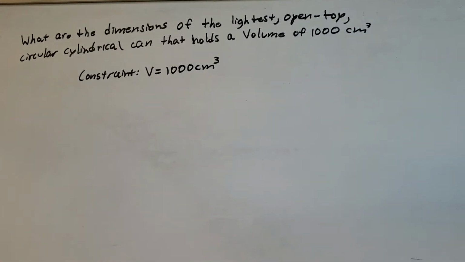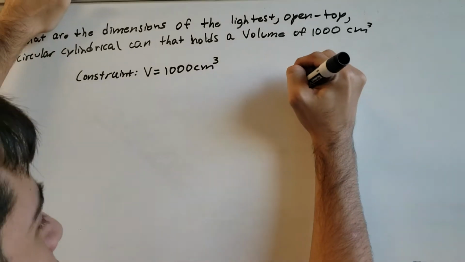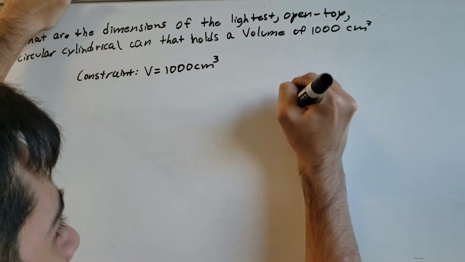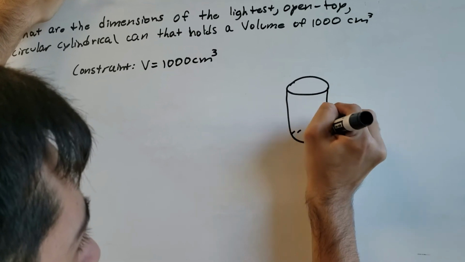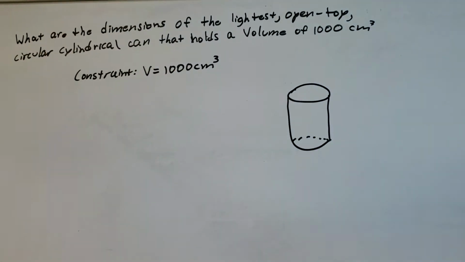For this case, let me just draw it out for you guys. It's a cylinder. This is our cylindrical can. Let me write it out for you guys.